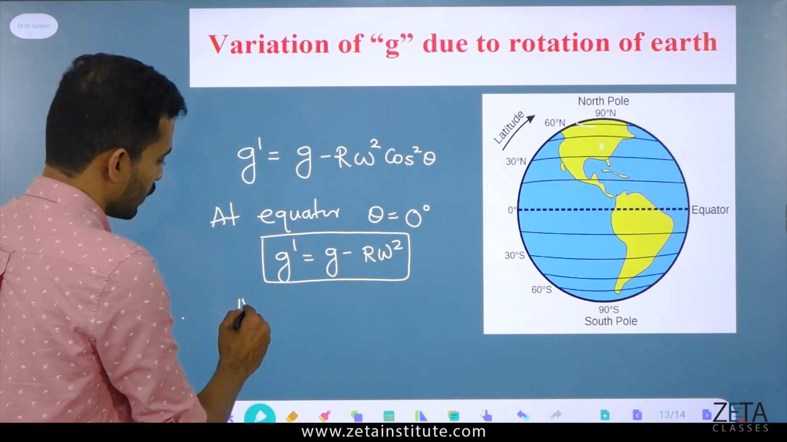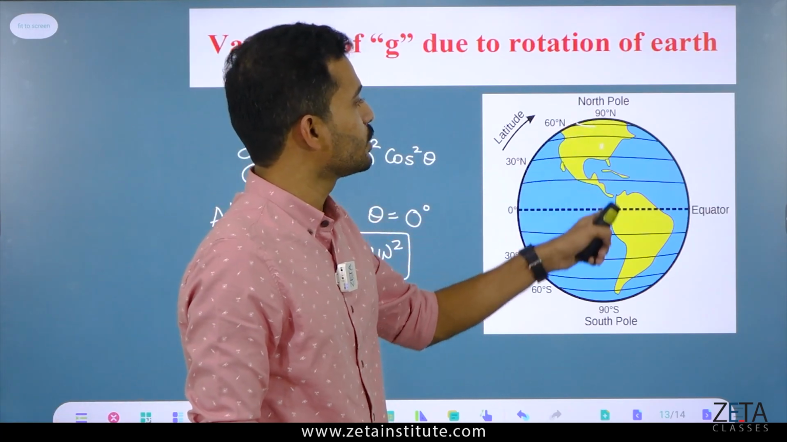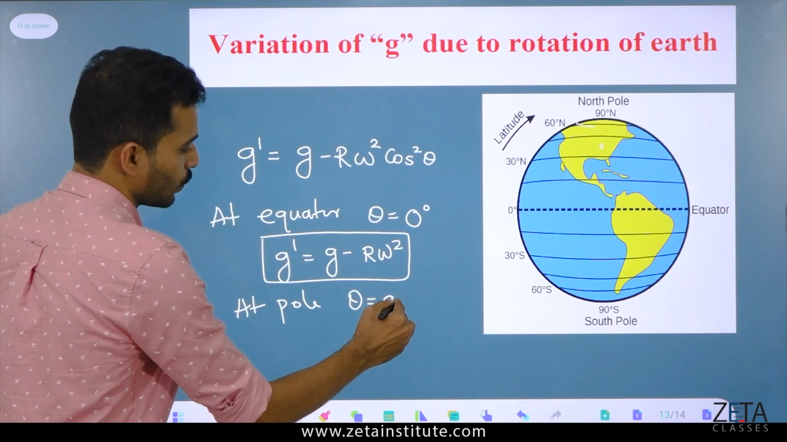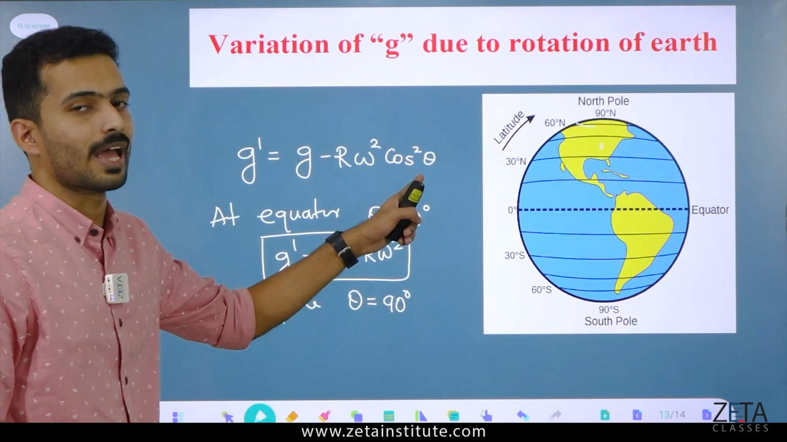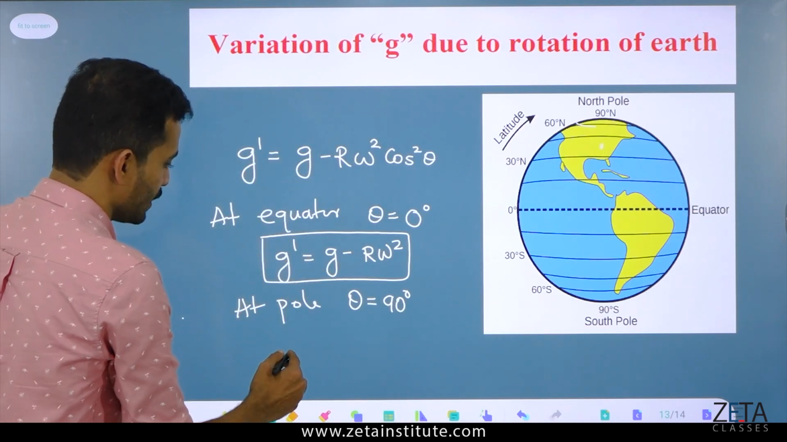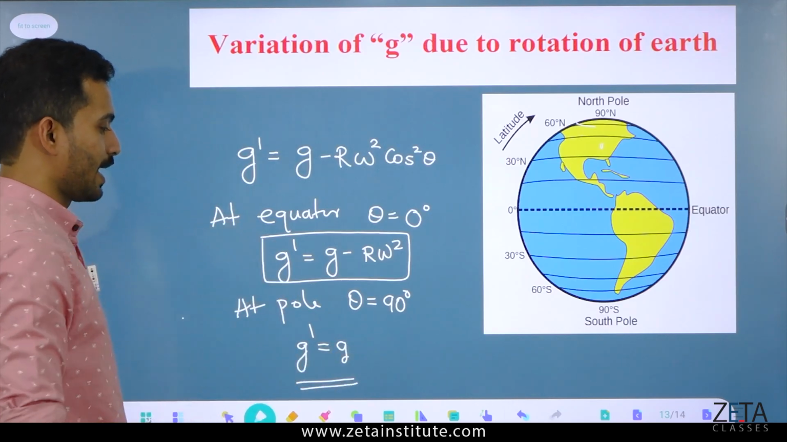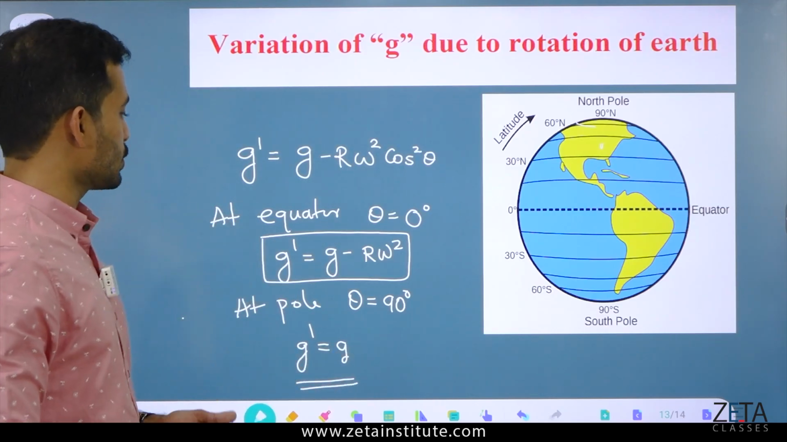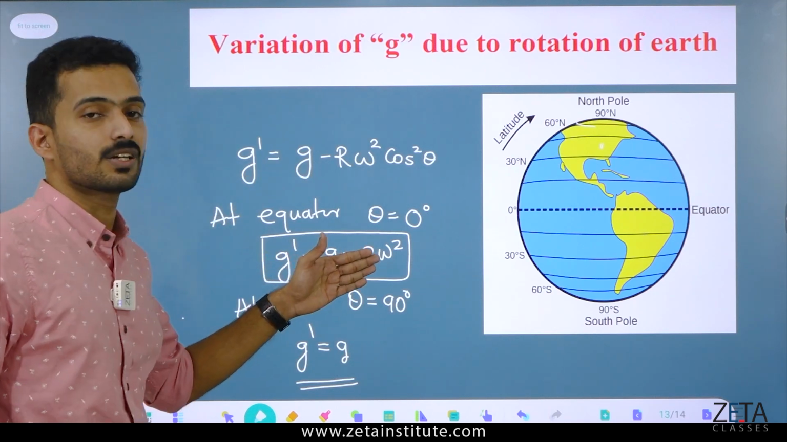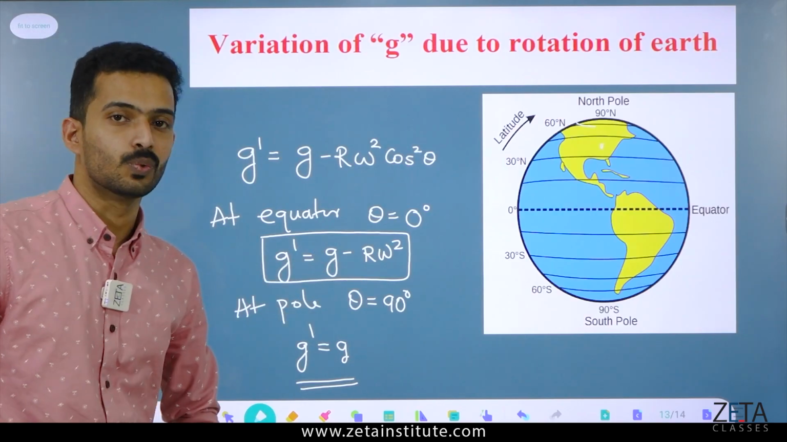Then at the pole, what is the value of latitude? At the pole, the value of latitude is equal to 90 degree. So theta is equal to 90. What is the value of cos 90? Cos 90 is equal to 0, so cos square 90 is equal to 0. Then g dash is equal to g. So due to the rotation of earth, the value varies. At the equator, g dash is equal to g minus R omega square, and at the pole, g dash is equal to g.